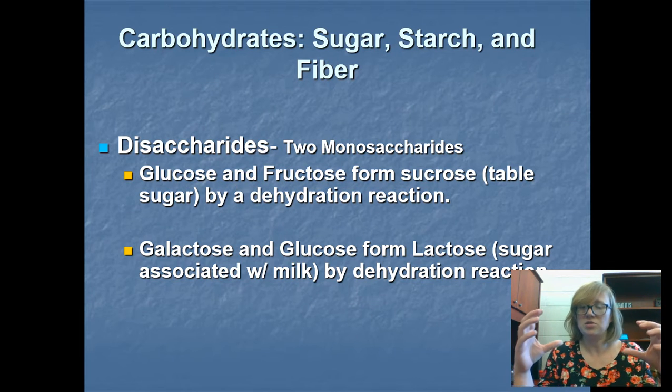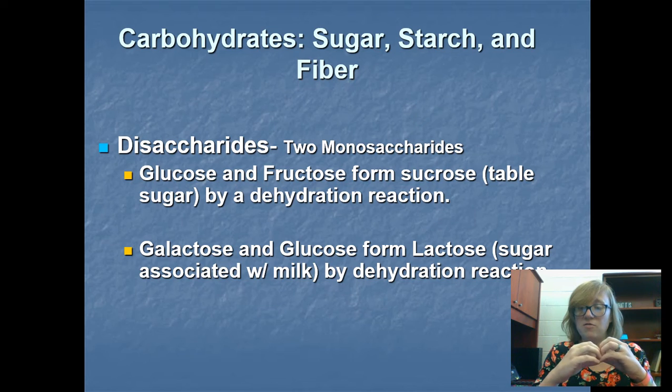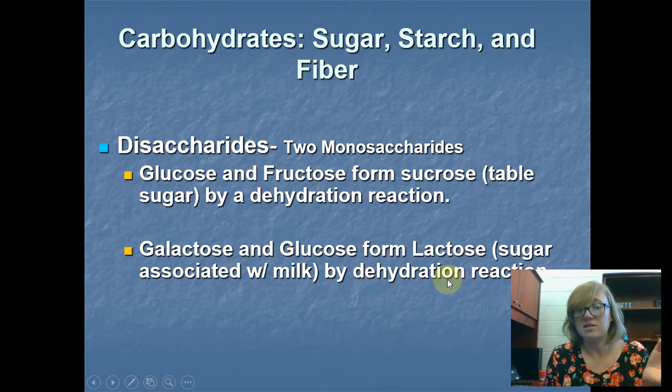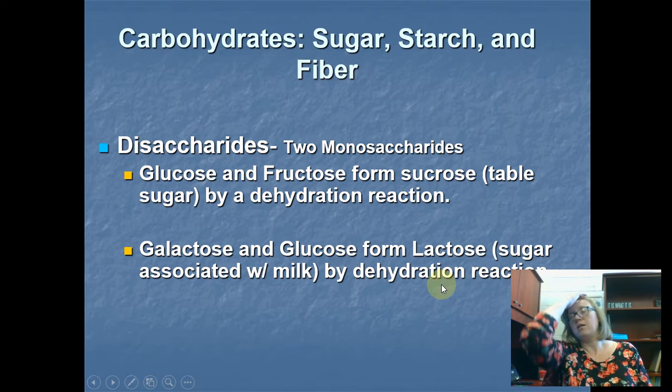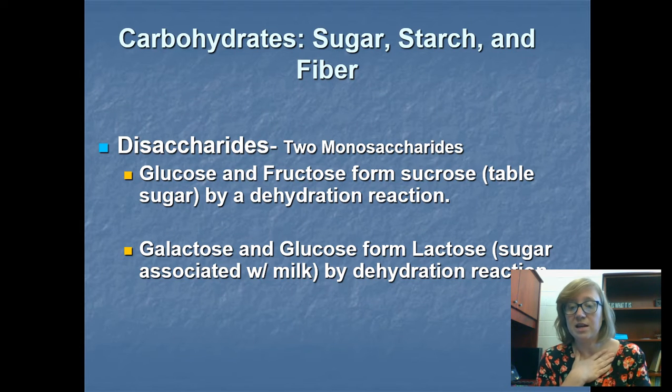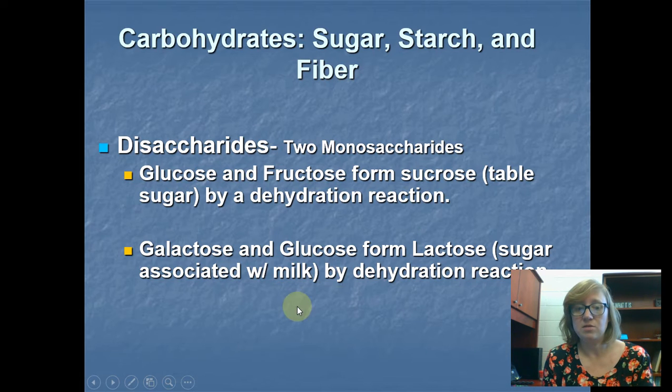What happens is those 2 simple sugars come together. They form a bond. And when the bond is formed, it kicks out some molecules. The molecules that it happens to kick out are 2 hydrogens and an oxygen, H2O. That's why we call that a dehydration reaction. And galactose and glucose form lactose. That's milk sugar. So if you are lactose intolerant, it means you can't digest milk sugar. Your body cannot break down lactose into its components, and then you feel kind of yucky.